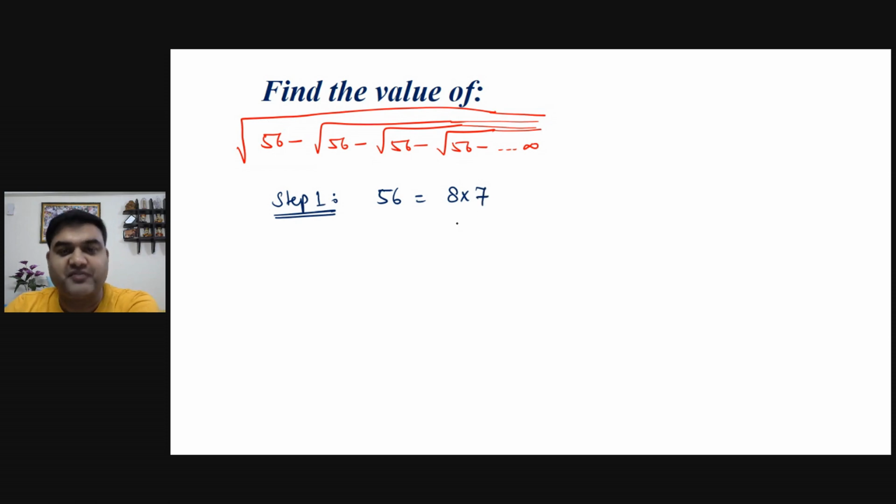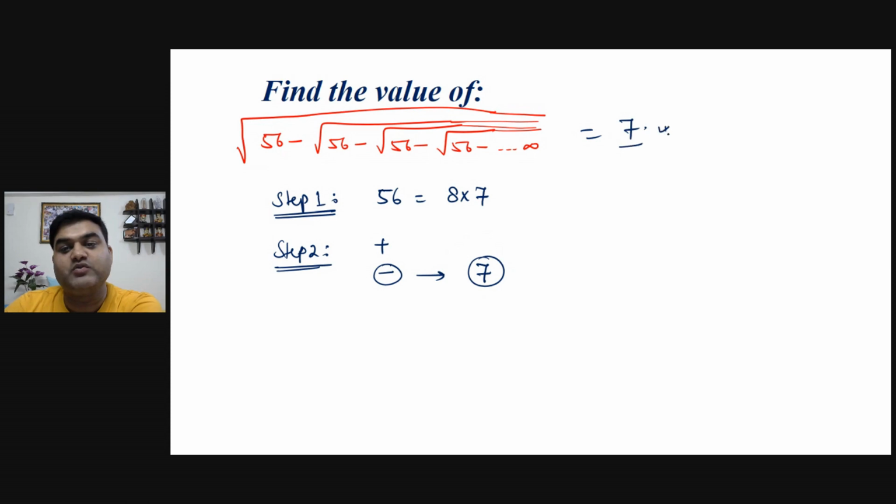8 7s are 56. Now step number 2, we will check which operator is used, whether it is plus or minus. Here minus is used, so the smaller number is 7. So the answer will be equal to 7.